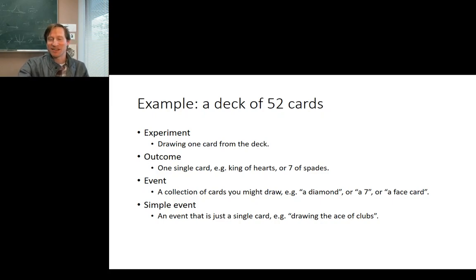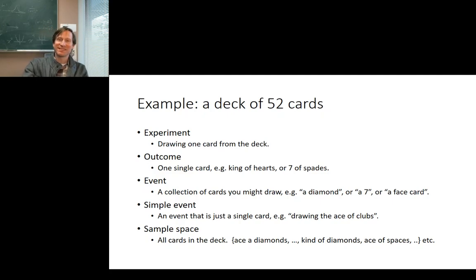A simple event in this example is just drawing any one card. So for example, the Ace of Clubs. The sample space in this case is any card you might draw. So the Ace of Diamonds through King of Diamonds, the Ace of Spades through King of Spades, the Ace of Hearts through King of Hearts, and Ace of Clubs through King of Clubs.